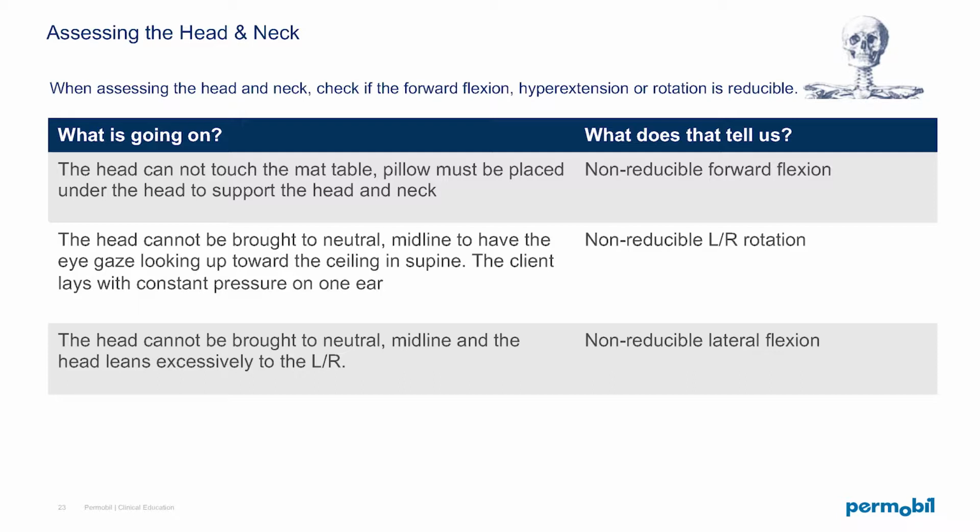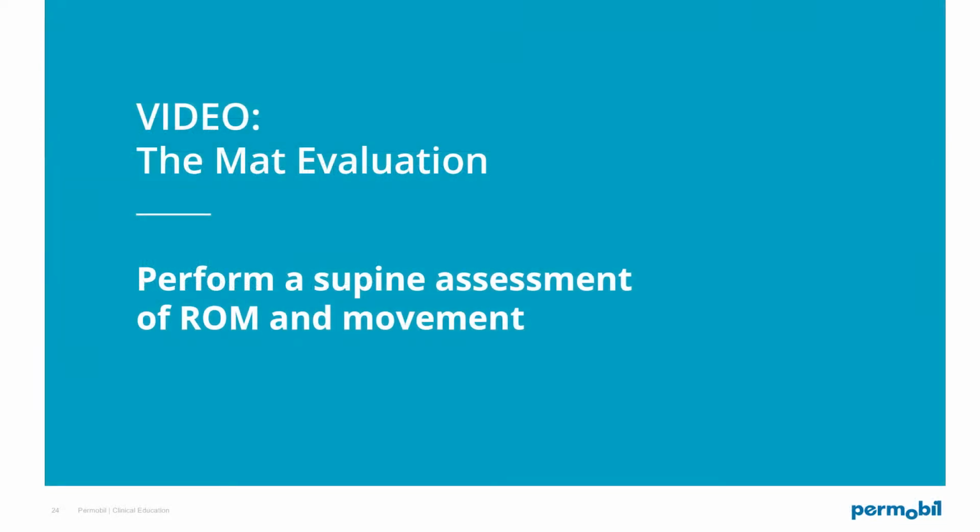And if while lying in supine, the head cannot be brought back to neutral, so that they're looking straight up at the ceiling, but instead they're putting constant pressure on their left ear or constant pressure on their right ear, then you're dealing with a non-reducible neck rotation. And if you cannot bring the head back into a neutral midline and they are excessively looking to the left or to the right, then you're dealing with a non-reducible lateral flexion. So here's Stacy again to show us a good supine mat evaluation.